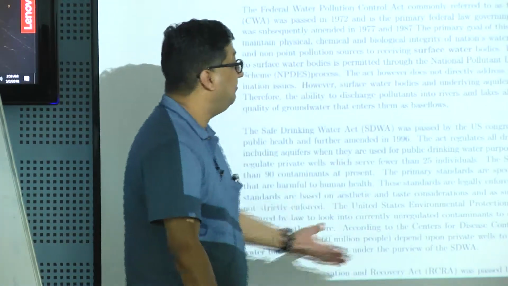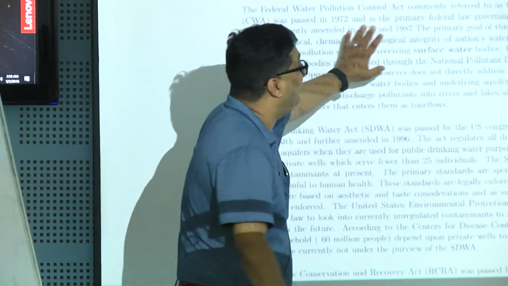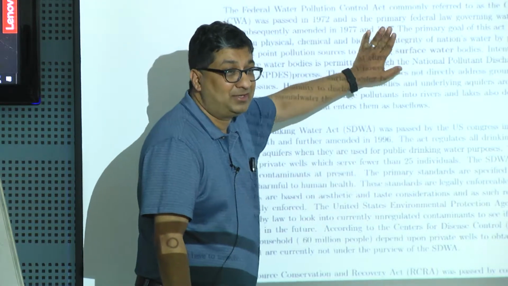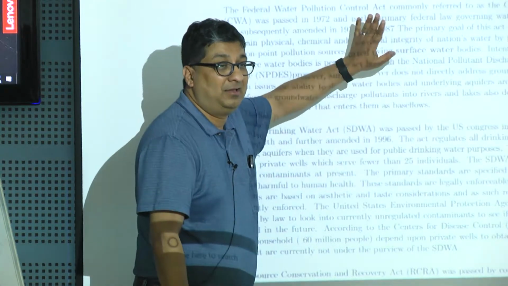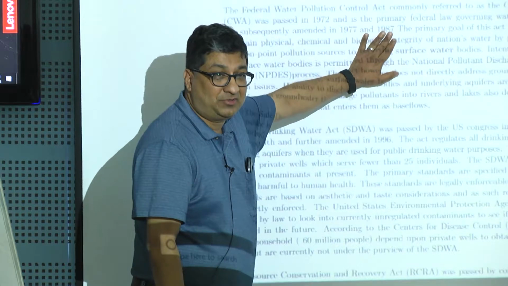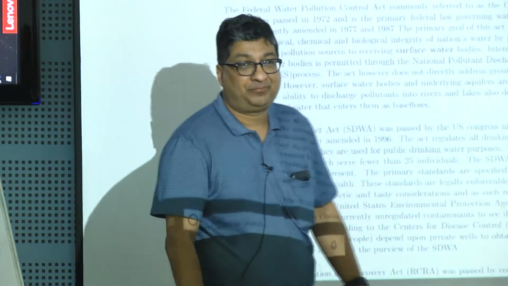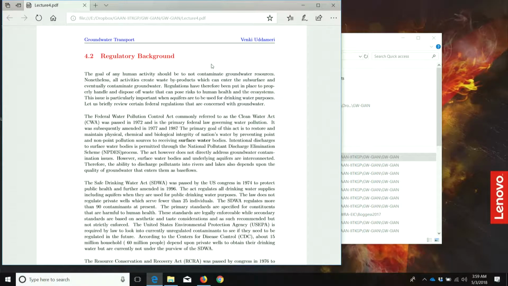So for a long time, what did people do? What do you think happened when this act came about? What this act did was it severely restricted people from putting waste into surface water systems. So what do you think people did? They needed to get rid of their waste somehow. So they said, okay, I can't put it in the river. I'll just dig up a pond and dump my waste in there.